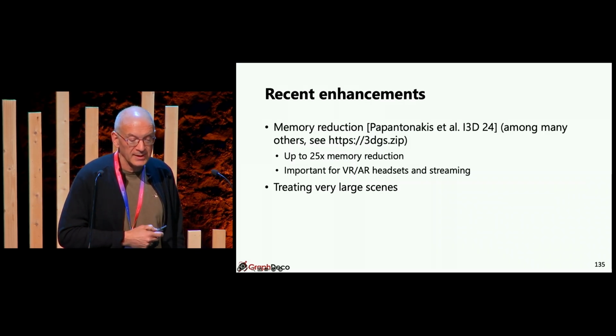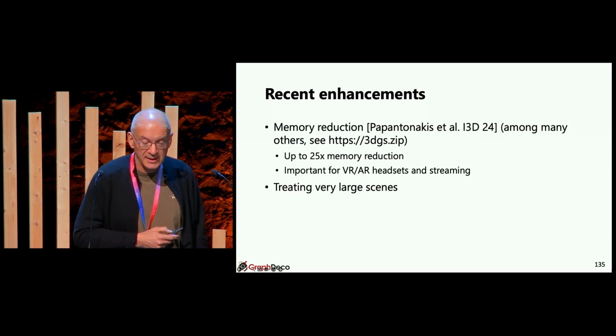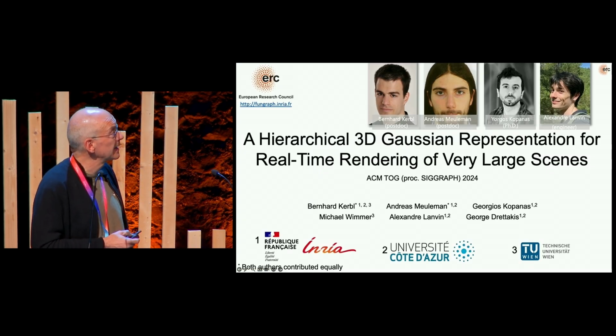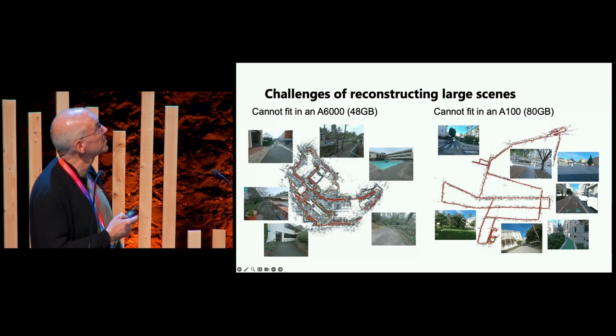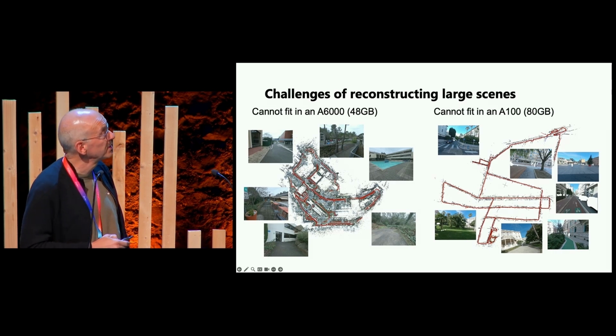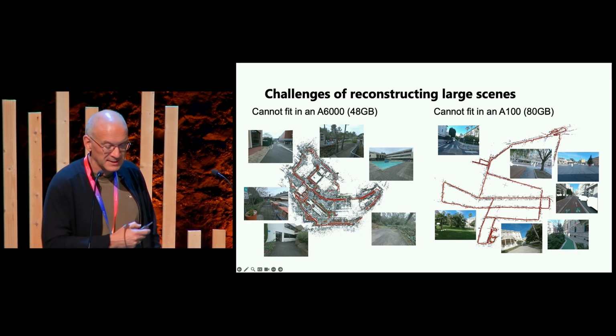We developed a solution for memory reduction as well as many others, so it's 25 times less memory. These days, memory isn't a big deal. And a method for large scenes, which was presented last year at SIGGRAPH. The problem is that using the standard method, if you start having a scene with 22,000 images, it won't fit in a 48 gigabyte GPU. And if you have 40,000 images, it won't fit in the largest GPU available. Well, I guess now there's a 96 gigabyte one, but still it won't fit.